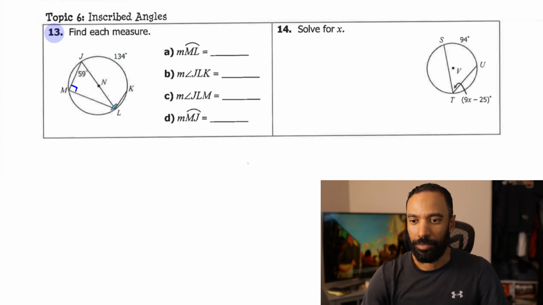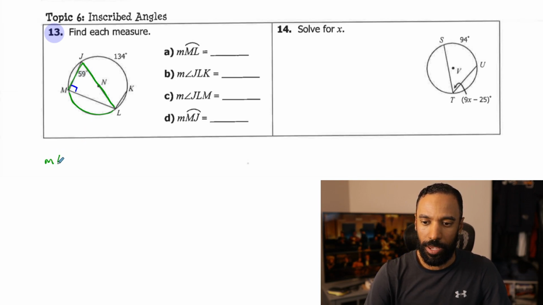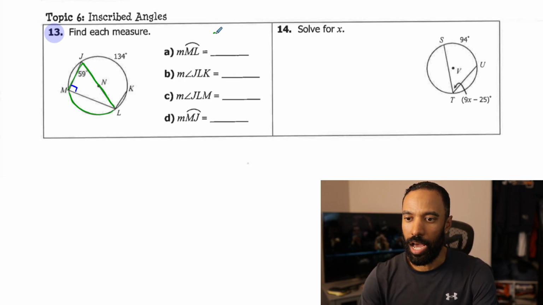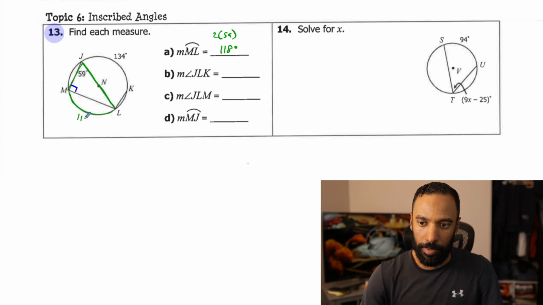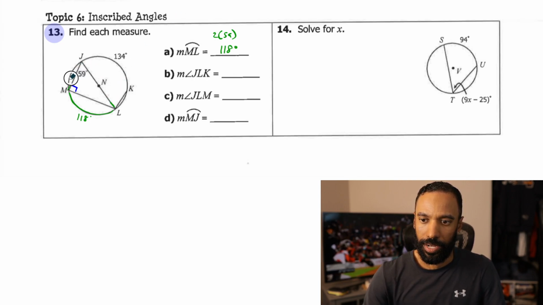Measure of arc ML. This is the intercepted arc for this inscribed angle here. An inscribed angle is half the measure of its intercepted arc. So the measure of arc ML, let me actually write it up here, is double the 59, because 59 is half of whatever that is. So that's 118 degrees. And I'll probably just write it down. Okay. Let's go to the next one.